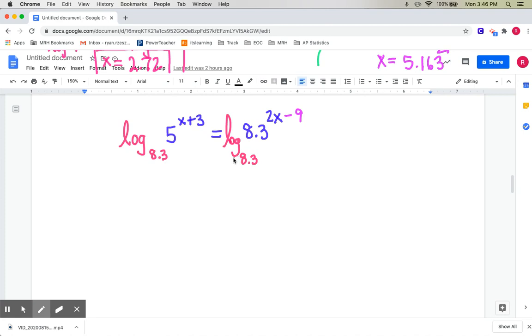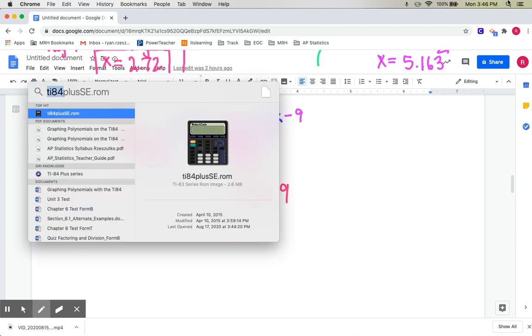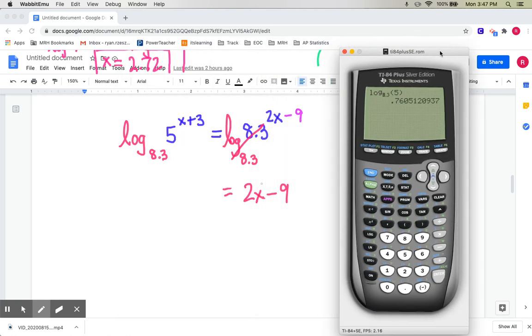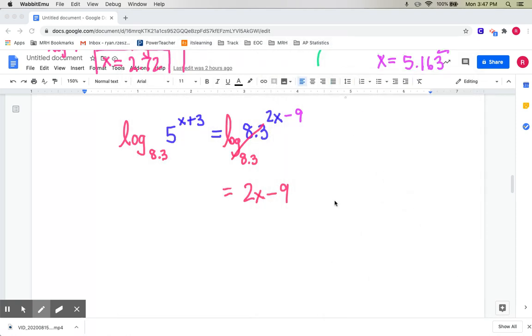The way that I set this up, this side is going to work out nice. That will just say 2x minus 9. Over here on this side, that's not going to work out so good. I got to type it in the calculator. So I have to do a log base 8.3 of 5. So what I'm going to get is 0.7605-ish. So I have 0.7605 from doing that part.